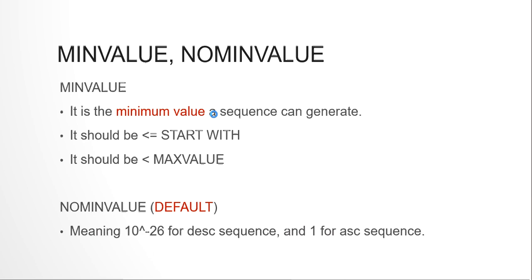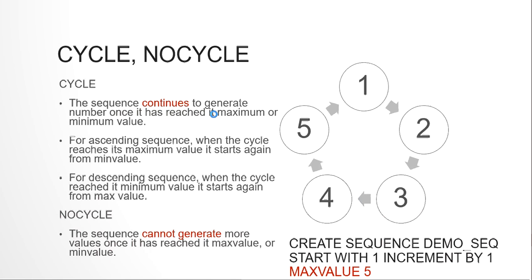Now similarly, minimum value. That minimum value is the minimum value that a sequence can generate. It will always be either less than or equal to the start with value, and it should always be less than the maximum value. But these are all non-mandatory parameters. You might not need them anytime, okay. So by default, Oracle takes something like no minimum value. Now this no minimum value is 1 for an ascending sequence, right? If we are creating a positive sequence, what we can have as minimum is 1. And if it is a negative, the limit that Oracle allows is 10 raised to minus 26. Okay.